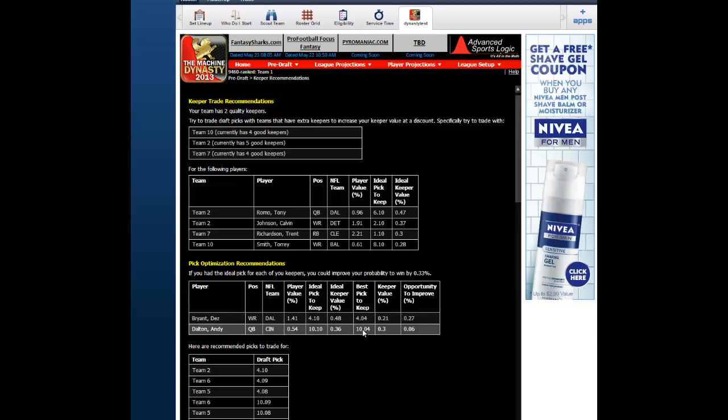Now, the best pick to keep, that's my current pick in that round. And the keeper value is the same thing as the ideal keeper pick, but it's using my pick instead of the last pick in that round. Now, why do we do that? Because there's this opportunity to improve here. If we can find a way to give up the 4-10 and the 10-10 pick, we're going to increase our chances to win by this much. So those are some very important things to look at.